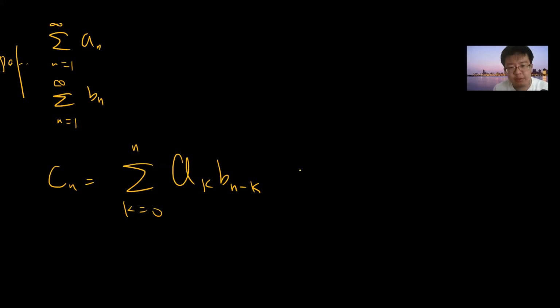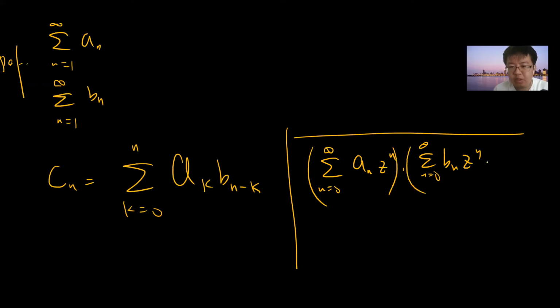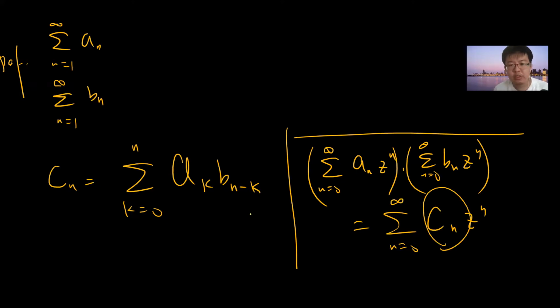And I think this is very easy to see if you view this as polynomials. The definition is basically multiplying these. If you take the sum of an z^n and the sum of bn z^n, from n equals 0 to infinity, and multiply the two, if you want to write it as the sum of cn z^n from 0 to infinity, then it's easy to check that this cn satisfies this.